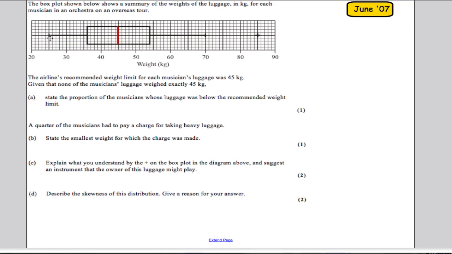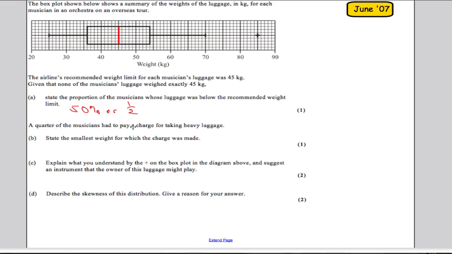And from the box plot you can see the lowest value is here. We can clearly see that the middle part of the box plot, or the Q2, is right here, which means 50% must have had luggage below the recommended weight limit. So 50%, or half if you like.